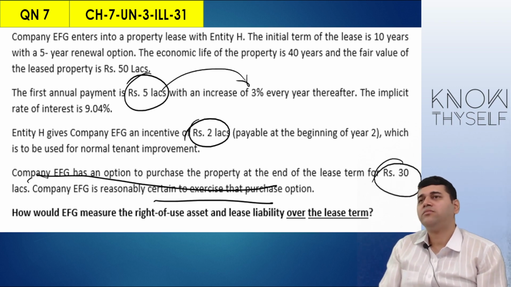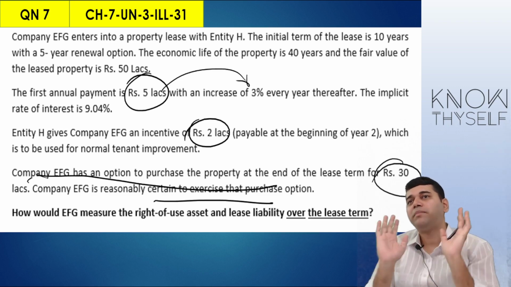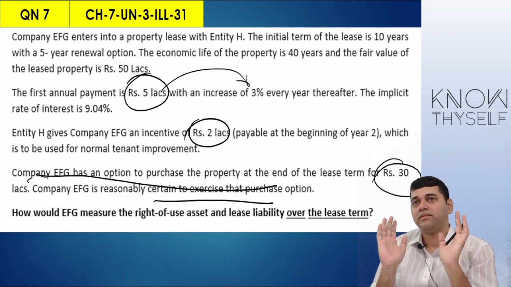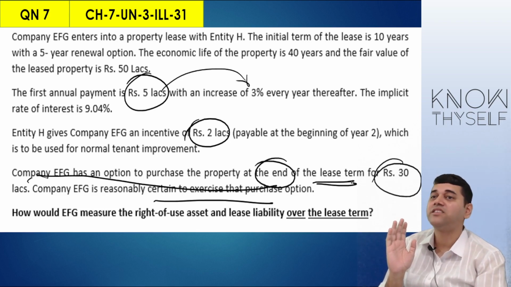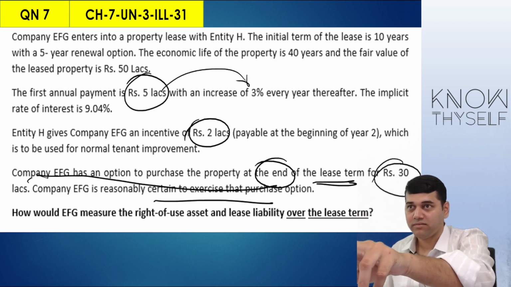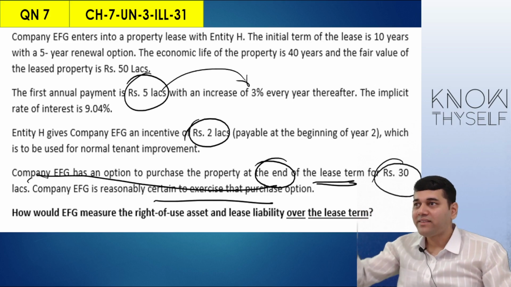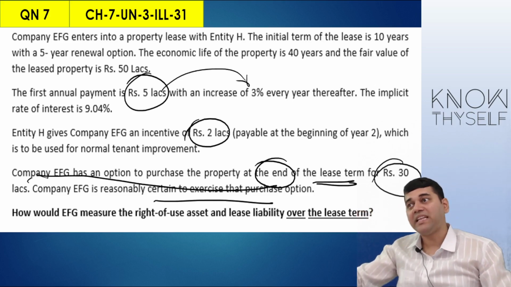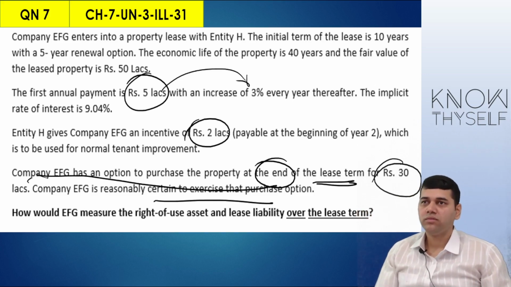No, then what do I assume? My contract says 30. Whenever you exercise, pay 30. But what they say is, purchase at the end of the lease term. I can't use this 30 at the end of the 7th year. So if my contract says at the end of the term, which can be the 10th or the 15th, what will somebody do?